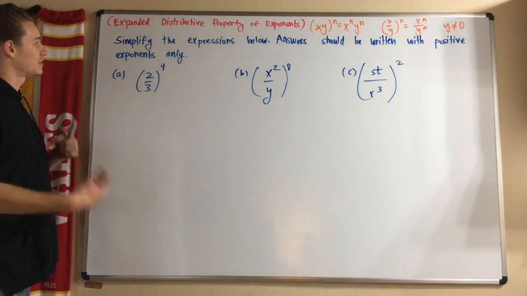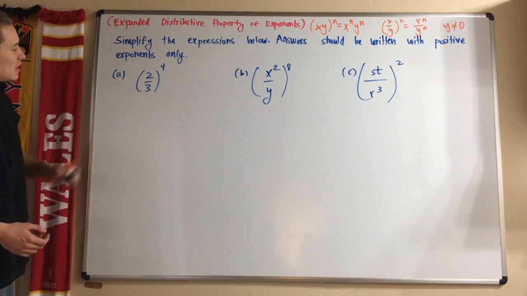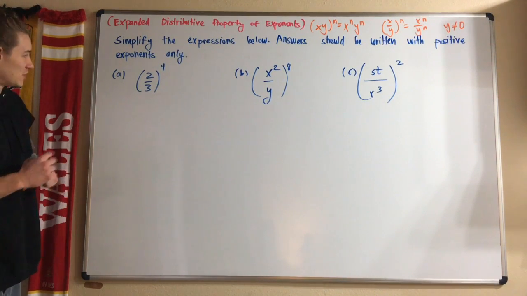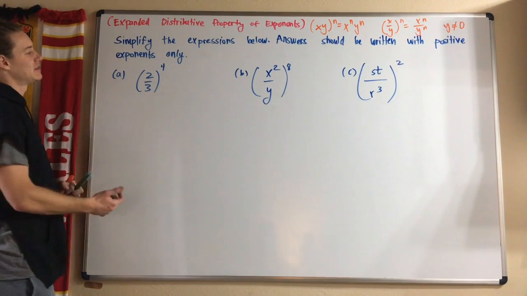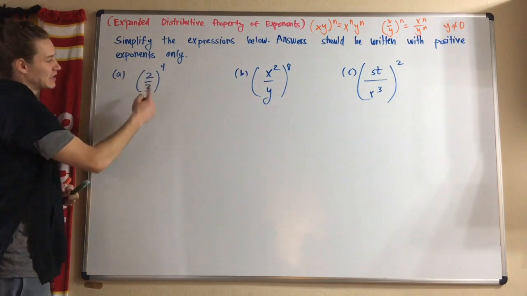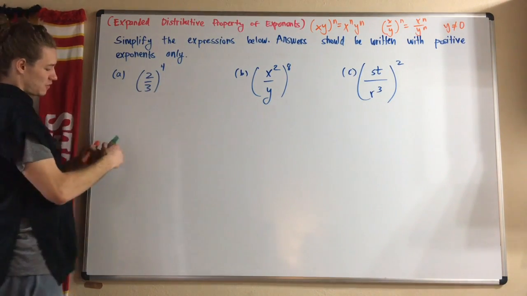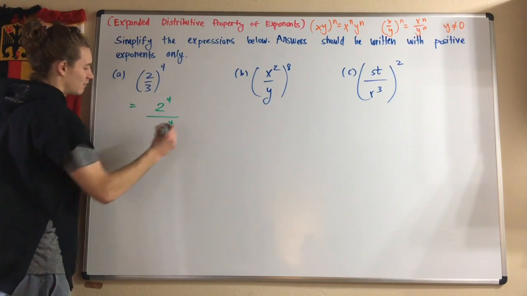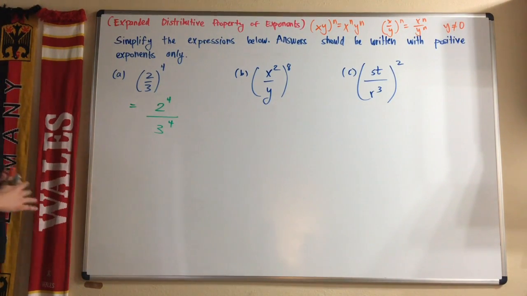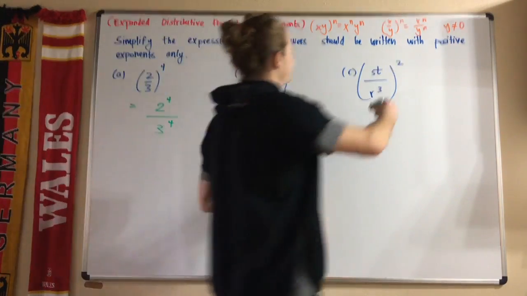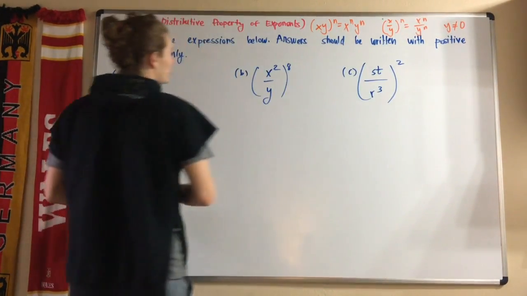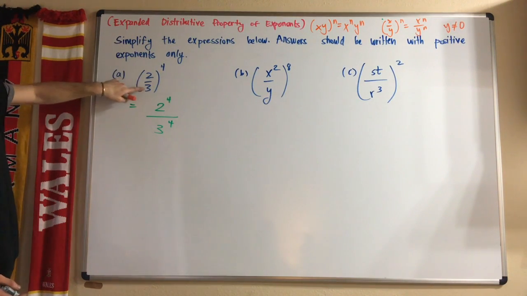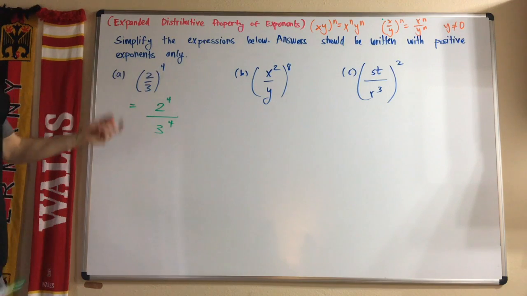Anyways, we can apply the expanded distributive property to these quotients here. We have 2/3 to the fourth power. How can we do this? Well, we can distribute this fourth power to my numerator and to my denominator. So I can distribute the fourth power to my 2 and divide that by the fourth power of 3. In these cases, if you look at this second formula with the green dot that I just pointed to, x is like 2, y is like 3, and n is like 4.